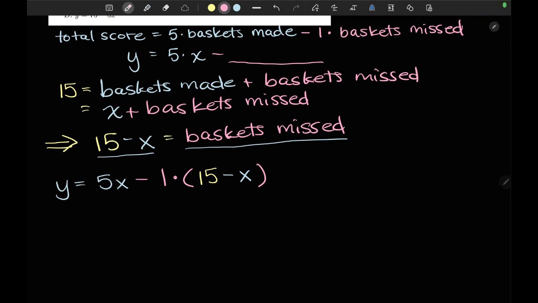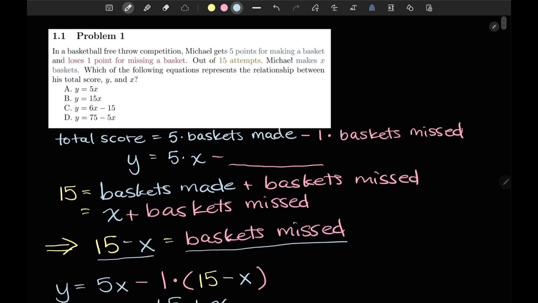Now for this final simplification, I'm just going to change everything to the same color and go through this quickly. We have this 1 here that we can easily distribute through the problem. The minus 1 distributed to the 15 is going to give us a minus 15, and this negative 1 distributed to this negative x is going to give us plus x. We're going to collect these x terms together. We have a 5x plus x, which will give us 6x minus 15, is equal to y. Going back to the problem, we can see that the correct answer is option C.